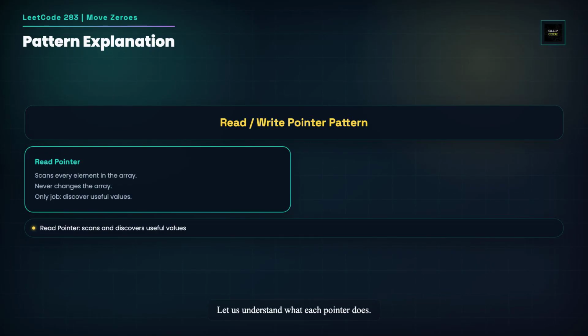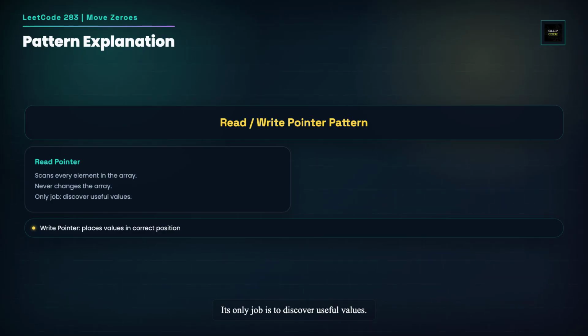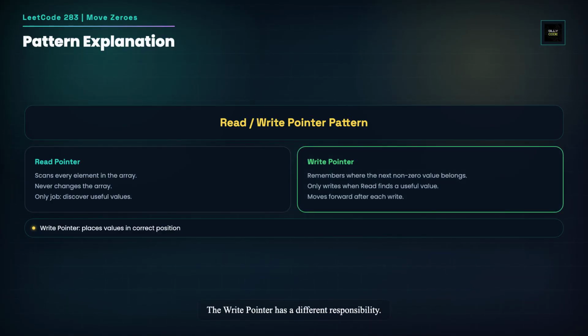Let's understand what each pointer does. The read pointer scans every element in the array. It never changes the array. Its only job is to discover useful values. The write pointer has a different responsibility. It remembers where the next non-zero value should be placed. Notice how each pointer has only one job. The read pointer asks, "What value am I looking at?" The write pointer asks, "Where should this value go?"